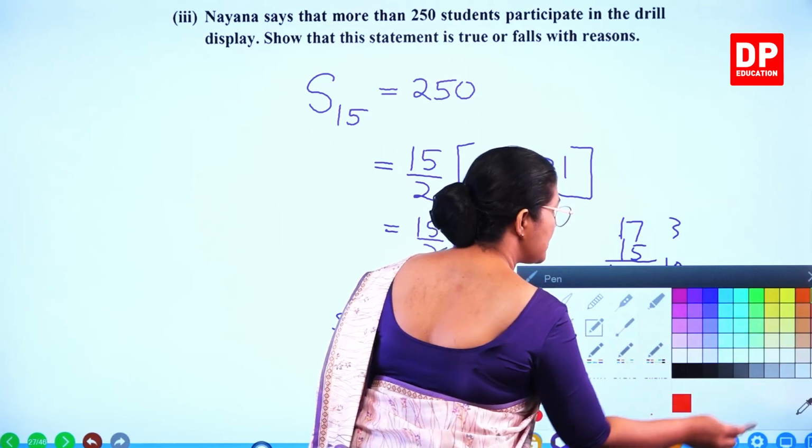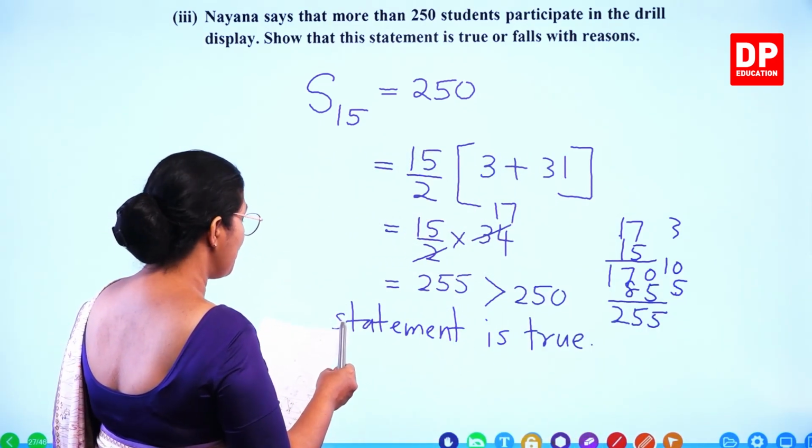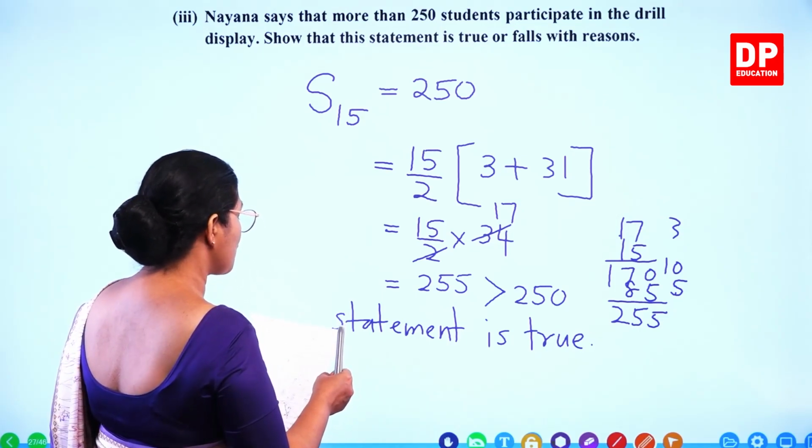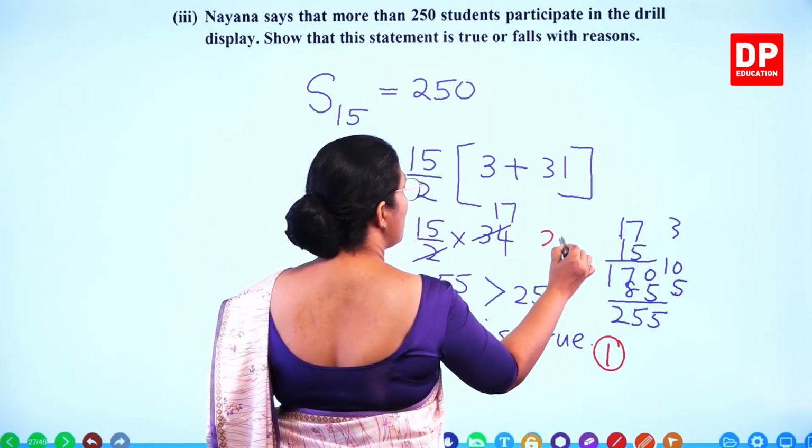So how many marks for this part? You are getting 3 marks for this: 255 greater than 250, 1 mark here and 2 marks here.